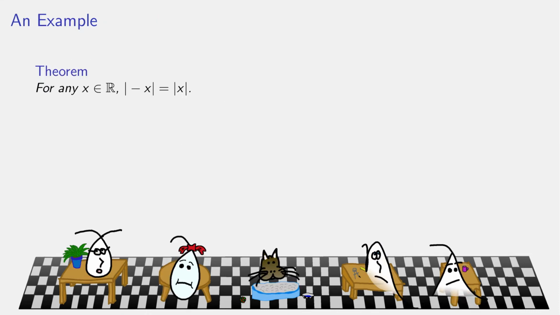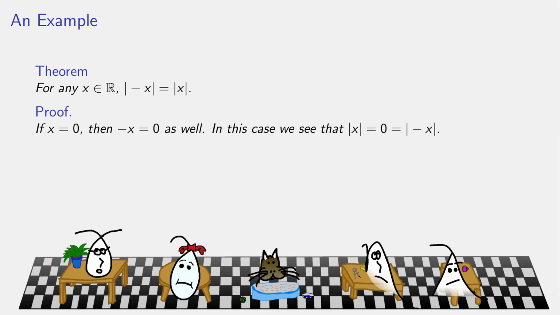So let's prove something about the absolute value function. For any real number x, the absolute value of -x is equal to the absolute value of x. Intuitively obvious, but let's go through the proof. Well, I can start with three possibilities. Either x is 0, or positive, or negative.